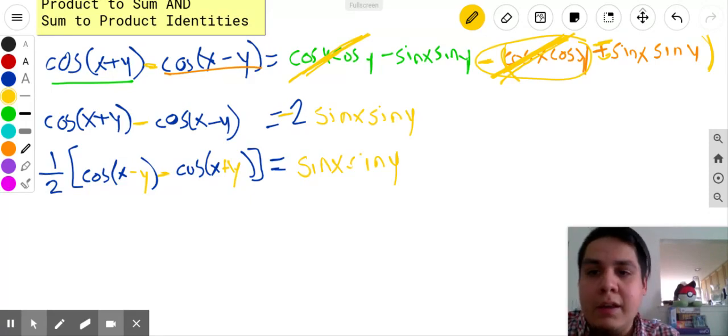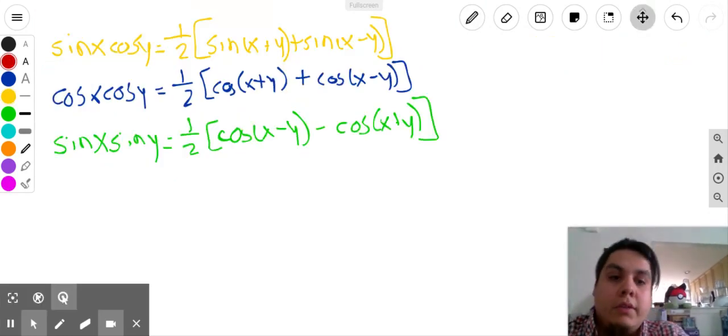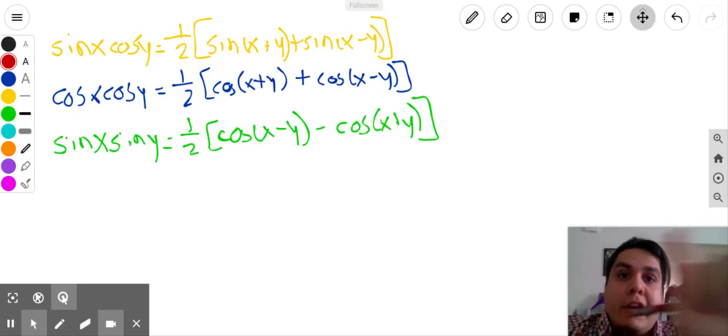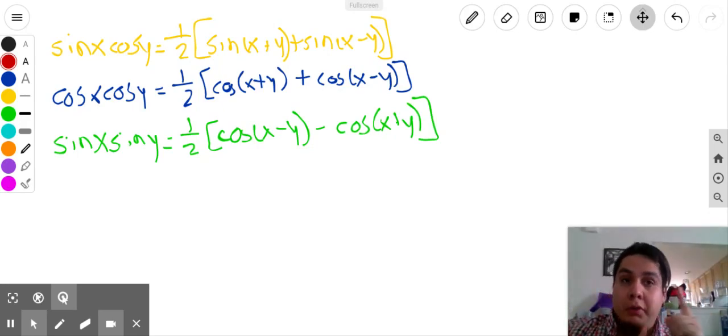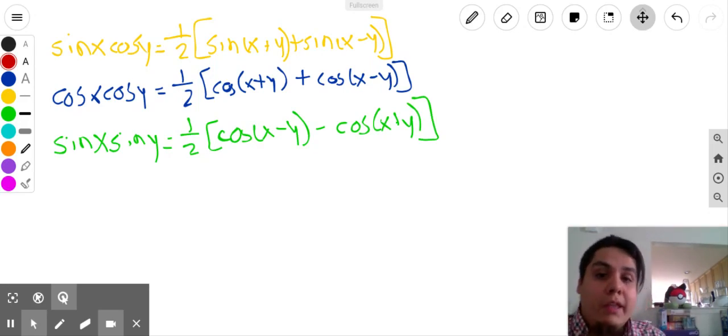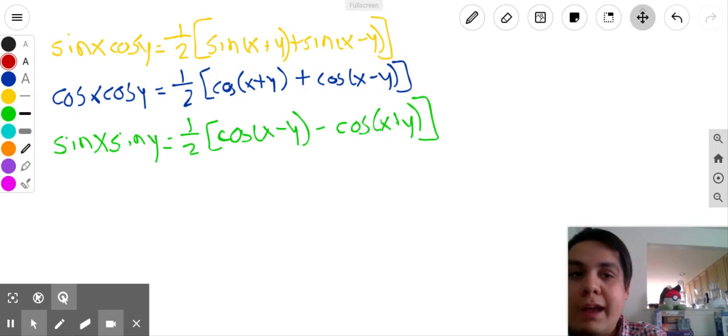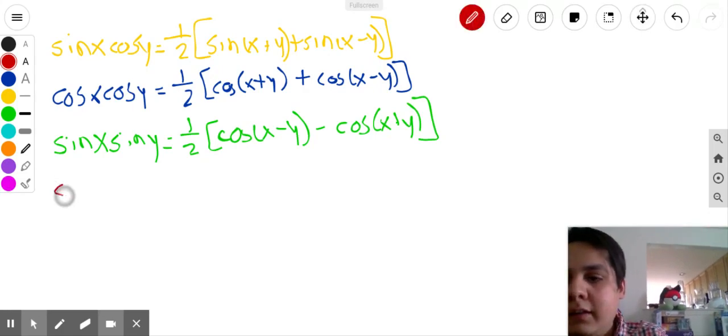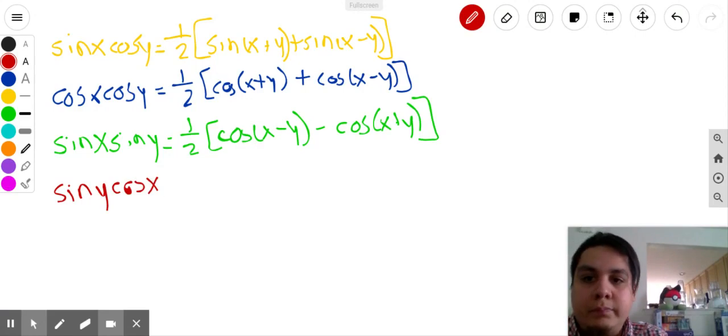So I'm going to pause and reset, and then we'll talk about the last one, the last possible product. All right. So right now we have these four. Notice we have sine of x times cosine of y, cosine of x times cosine of y, and sine of x times sine of y. The one that we're missing that we haven't currently captured is what happens if we have a sine of y times a cosine of x.